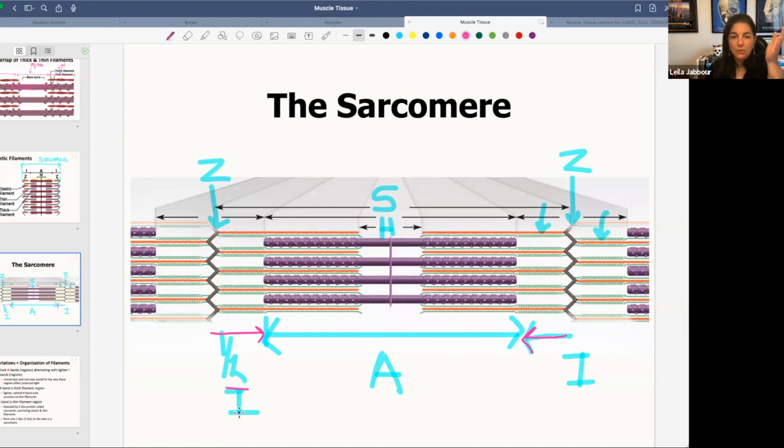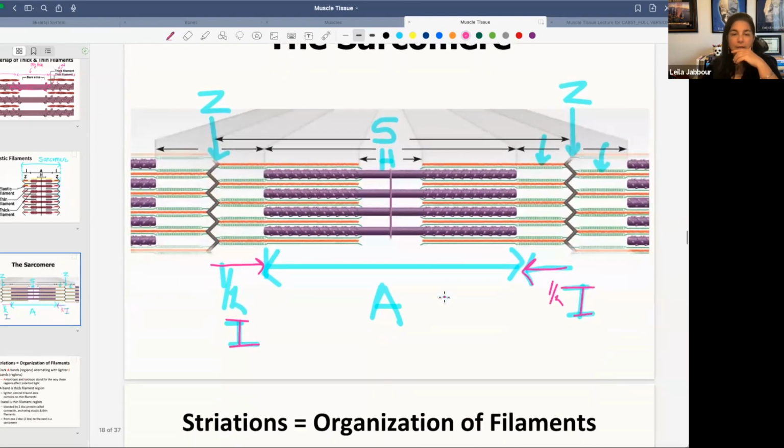Right, so I bands, we have half on one side, half on the other, and the A band in the middle. The H band was the bare zone where there was no overlap between thick and thin filaments. All right, so that's the sarcomere.